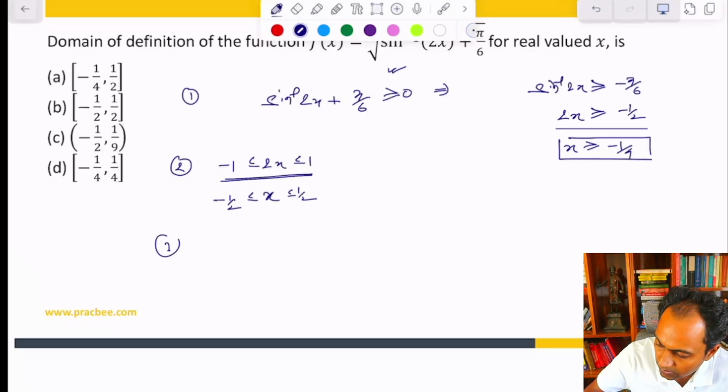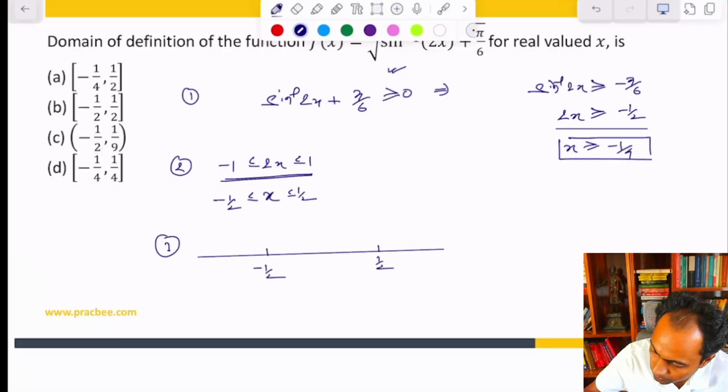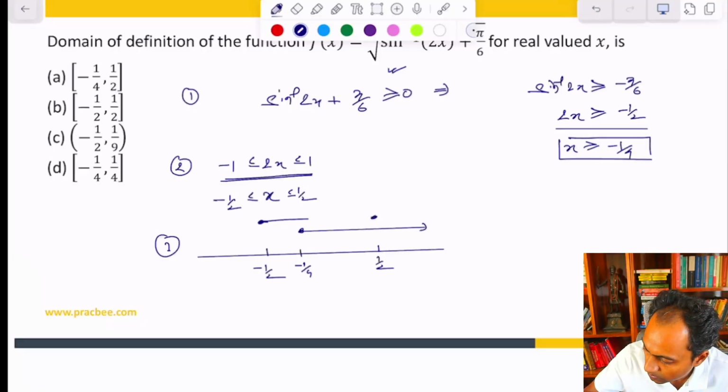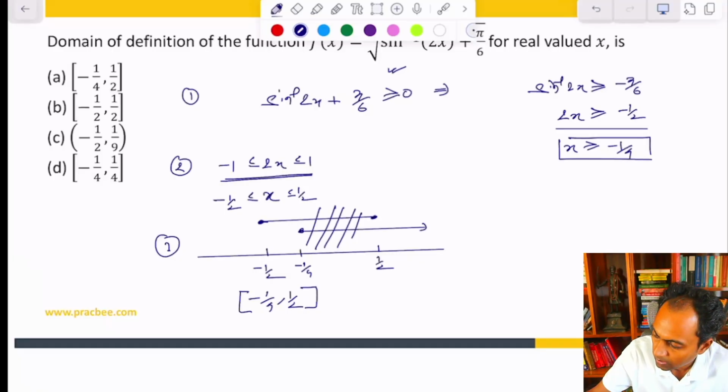In the third step, we'll have to find the intersection of both of these conditions. If I take -1/2 to 1/2, -1/4 would be somewhere here. The first condition says greater than this. The second condition says between -1/2 and 1/2. So their intersection comes out to be these values. So the answer becomes -1/4 to 1/2. Now this is my option A.